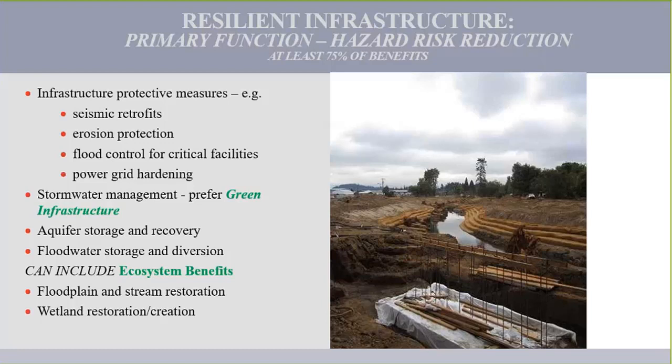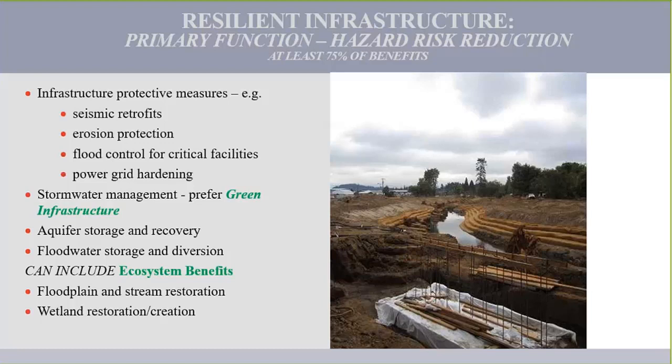It's restricted to one per state grantee, but it's also one per tribe. So if a tribe is applying directly to FEMA, which you're eligible to do with your hazard mitigation plan in place and FEMA approved, you are eligible for one resilient infrastructure project of up to $10 million. And that can include seismic retrofits, erosion, flood control, power grid hardening, stormwater management with green infrastructure, aquifer recharge and recovery, all sorts of things. These can include ecosystem benefits.